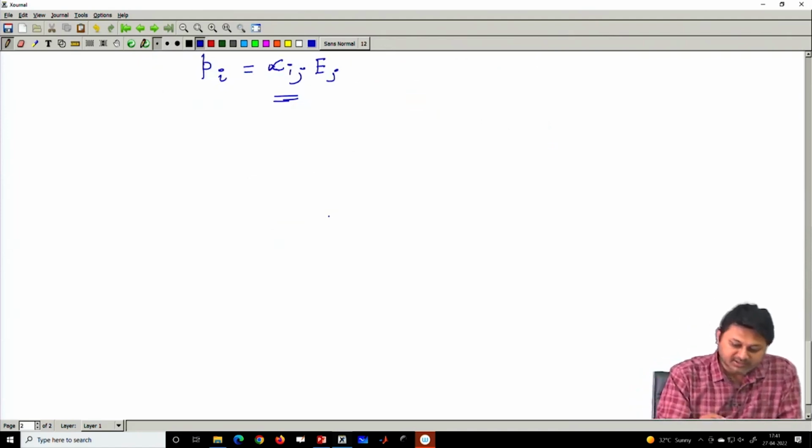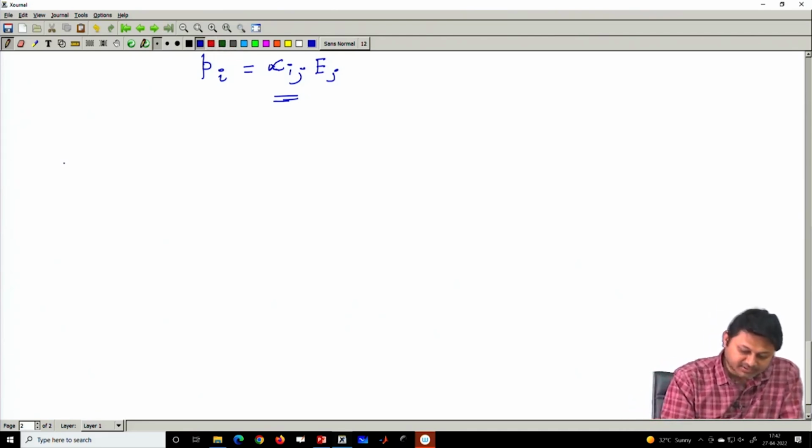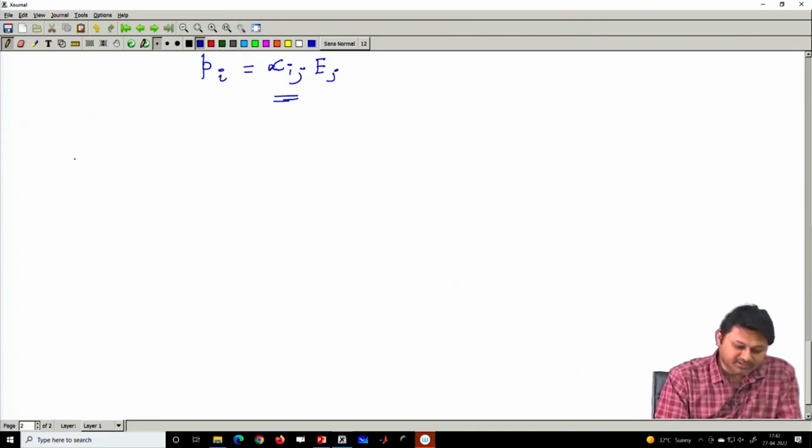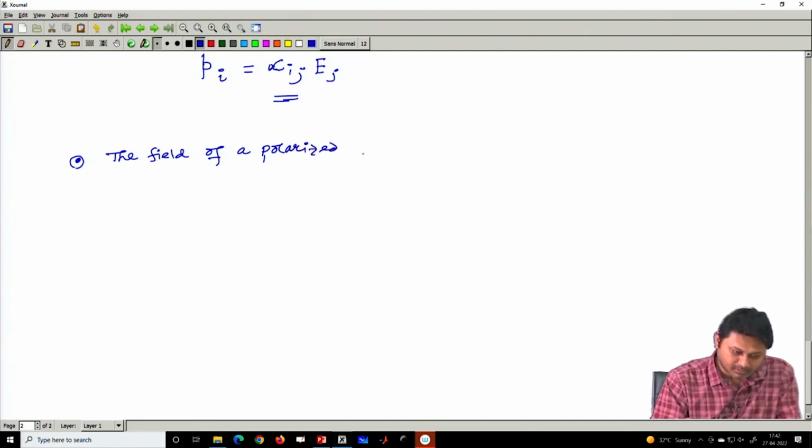Okay. Now, we discuss an important thing, and that is the field associated with a polarized object. So, the next topic is the field of a polarized object.